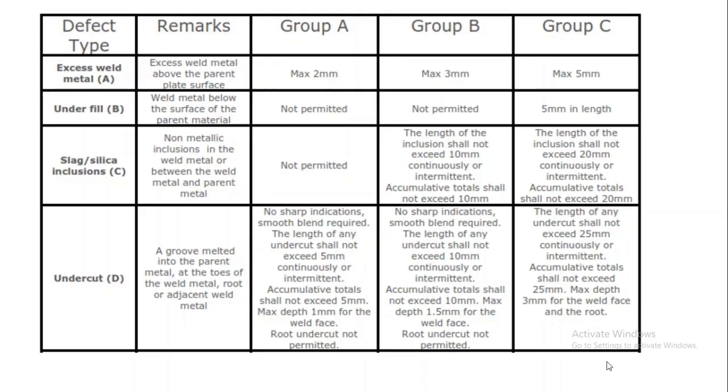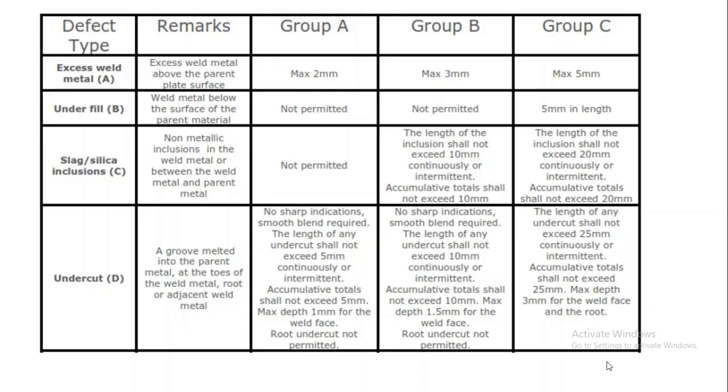Slag or silicon inclusion. If you notice any non-metallic inclusion in the middle of the weld metal, or between the parent metal and weld metal, that is considered a slag inclusion. In group A, it is not permitted. In group C, it is permitted.